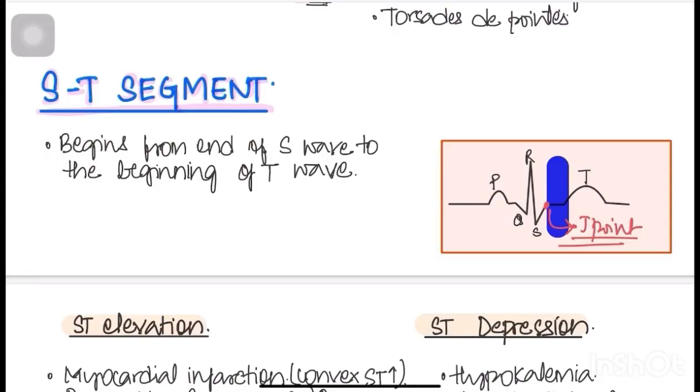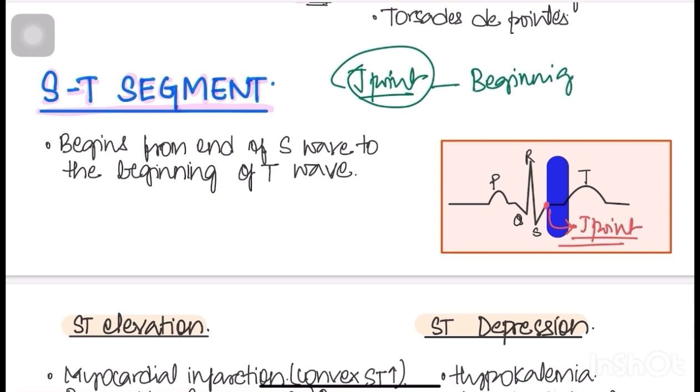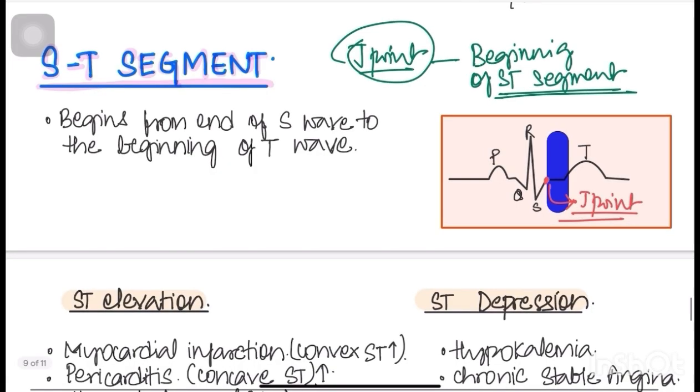So now let's come to the ST segment. It begins from the end of the S wave to the beginning of the T wave. As seen in the diagram, this is the ST segment. Here there is something that I want to discuss, the J point. The J point marks the beginning of the ST segment. In different ECGs, this J point would be at different positions and at times it gets confusing.